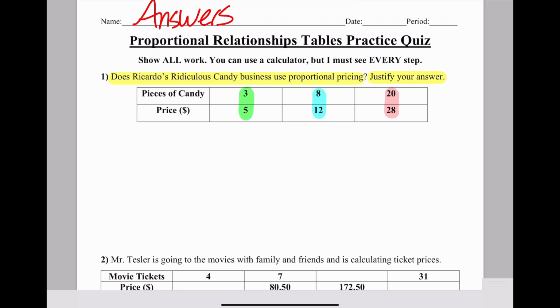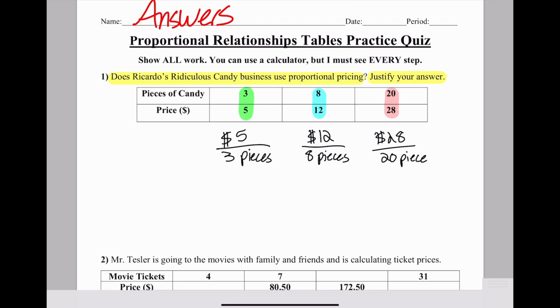Are these proportional? The strategy that we've been taking is to find the unit rate and then compare. So create the rates from our given information. So we have $5 for 3 pieces, $12 for 8 pieces, and we have $28 for 20 pieces. Yes, it's important to include these in your work. Now we just got to find the unit rate. So if we find the unit rate for all of these by putting them in our calculator, that's okay to put the calculator to work on this one, right?